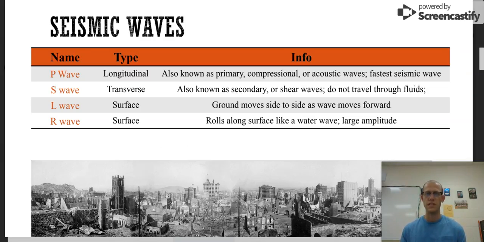And I want to talk about seismic waves. These are pretty much the waves that we talk about with earthquakes. So they are a combination of longitudinal waves, transverse waves, and then surface waves. Okay, so we're going to talk about P waves, S waves, L waves, and R waves.